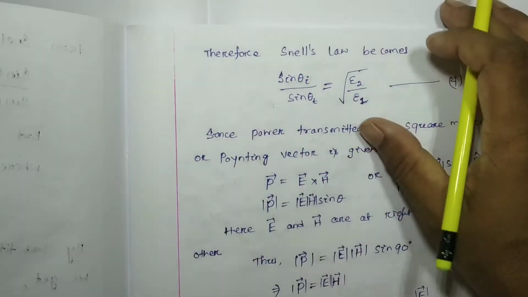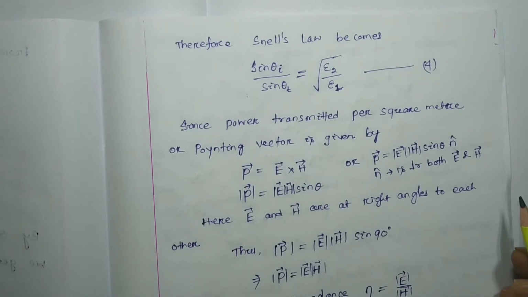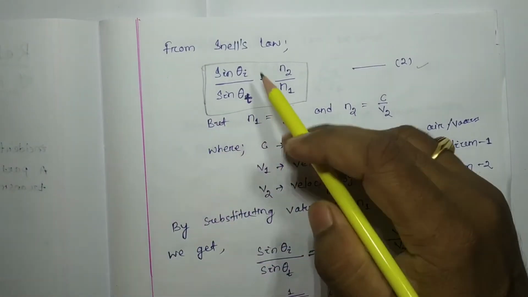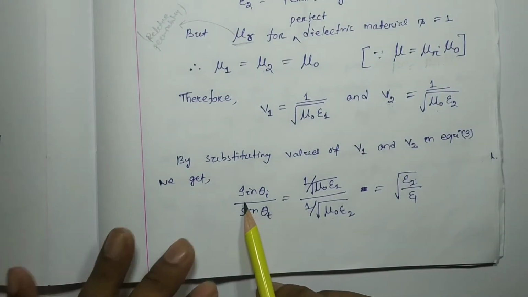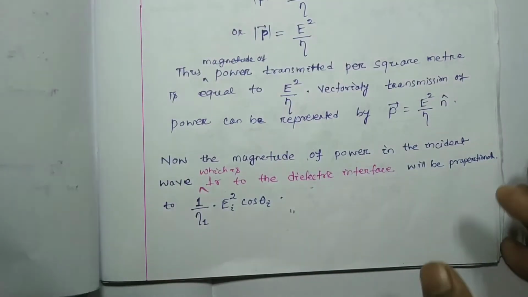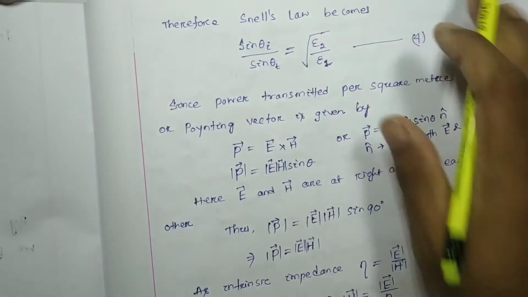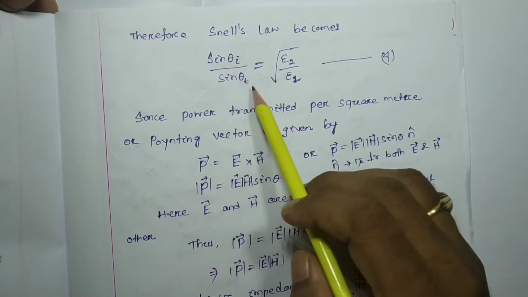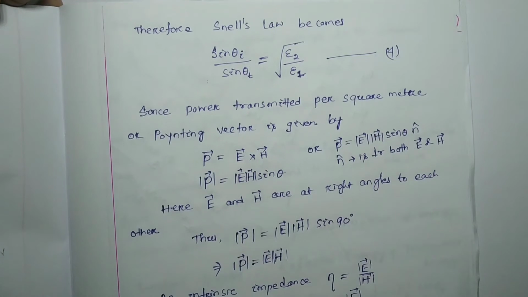Okay, now from Snell's law, initially we wrote that sin theta i by sin theta t equal to n2 by n1, and in another form it can be written as sin theta i by sin theta t equal to root over epsilon2 by epsilon1. So Snell's law is written in another form, sin theta i by sin theta t equal to root over epsilon2 by epsilon1. Let this be equation number 4.